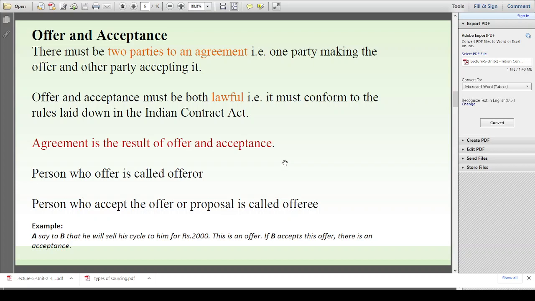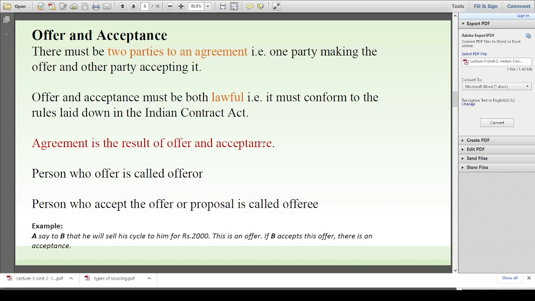So offer and acceptance must be lawful, right? The person who made the offer is known as the offerer, and the person who accepts the offer is known as the offeree. So offerer is there, offeree is there, and offer and acceptance must both be lawful. That means it must conform to the rules laid down in the Indian Contract Act. Without an offer, without any acceptance, there won't be any legal validity for a particular contract.